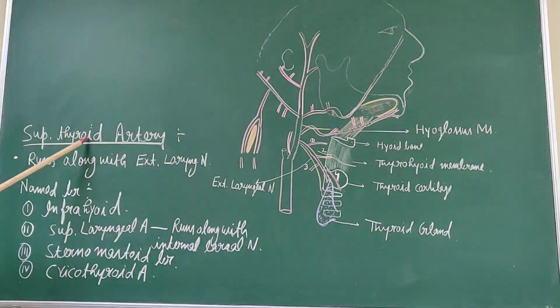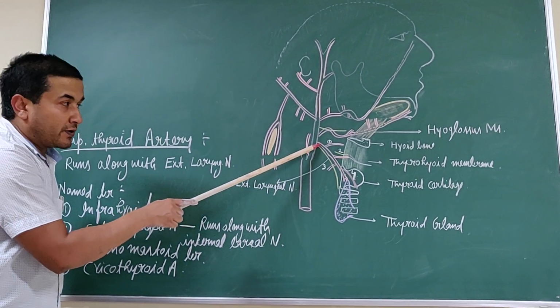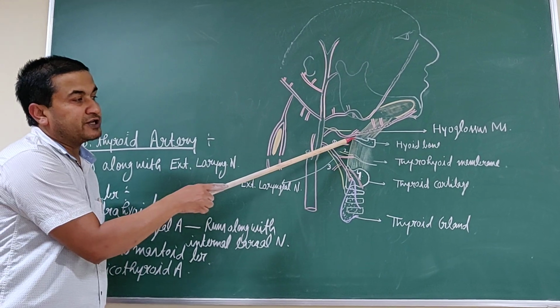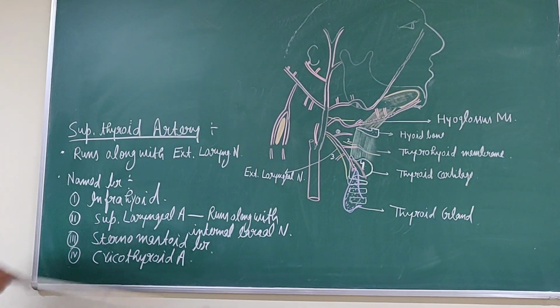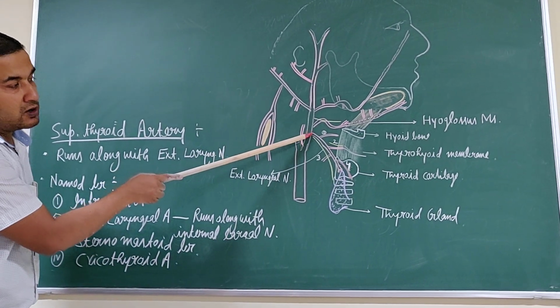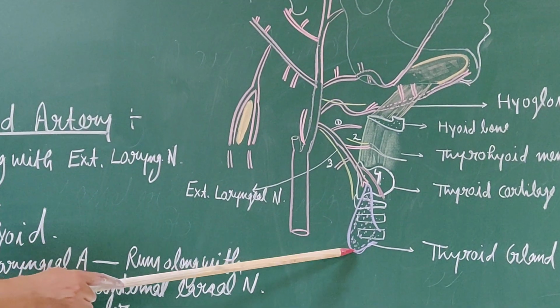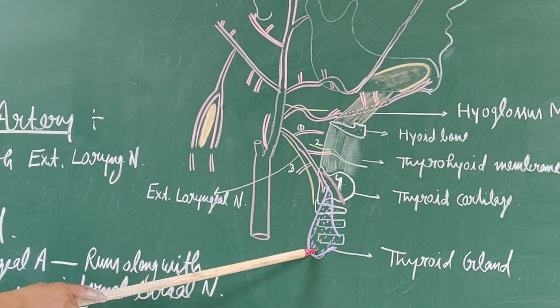Now the superior thyroid artery takes origin from the anterior aspect of the external carotid artery just below the tip of the greater cornu of the hyoid bone. This artery runs downwards, forwards and medially towards the upper pole or apex of the thyroid gland.